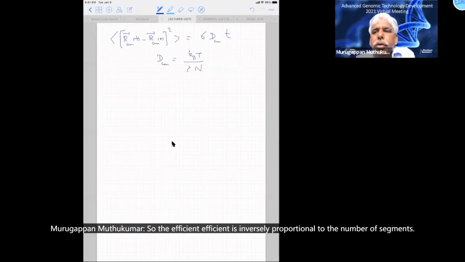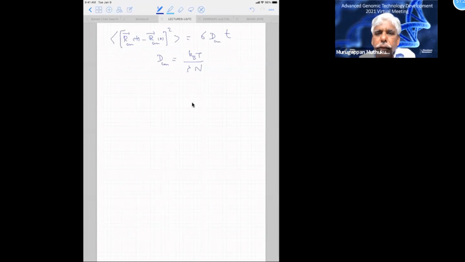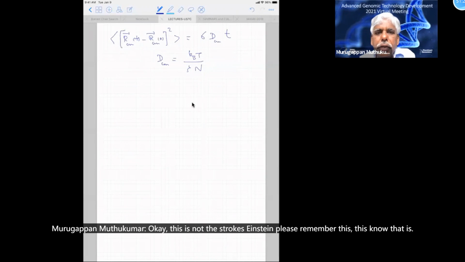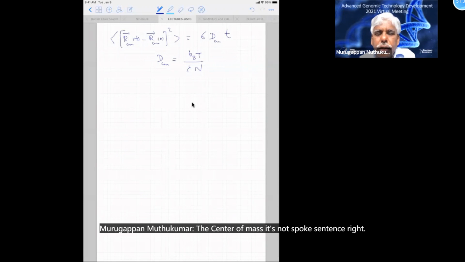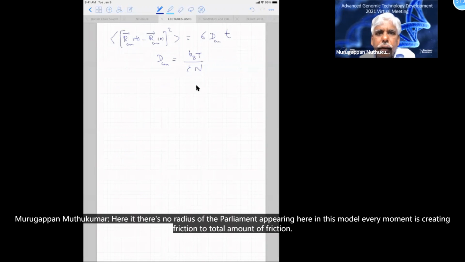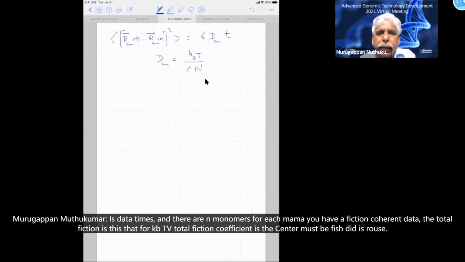So the diffusion coefficient is inversely proportional to the number of segments. Okay, this is not Stokes-Einstein. Please remember this. There is D center of mass. It's not Stokes-Einstein here, right? Here there is no radius of the polymer appearing. In this model, every monomer is creating friction. The total amount of friction is zeta times N. There are N monomers. For each monomer, you have a friction coefficient zeta. The total friction is this. Therefore, kBT by total friction coefficient is the center of mass diffusion. This is Rouse.